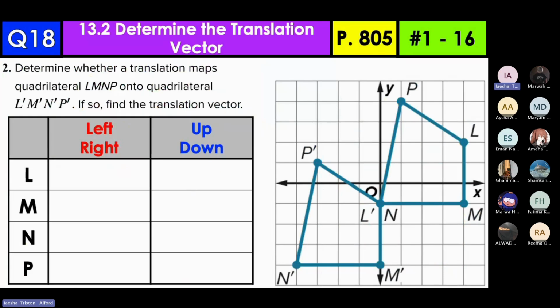Try this one. What's the first thing you need? What do you need to know to start? Old and new. So which one is new? The one with the prime. And which one is old? The one without the prime.